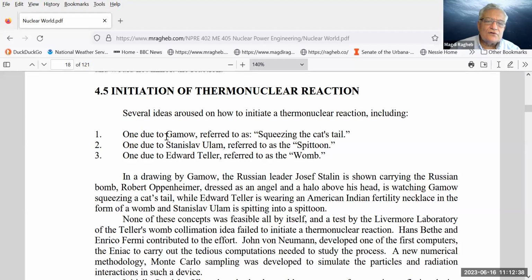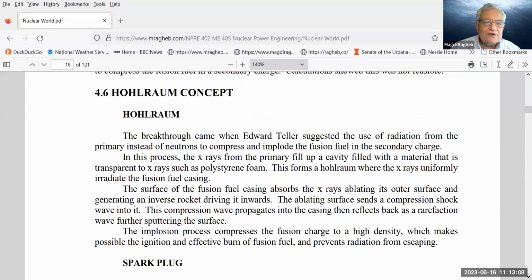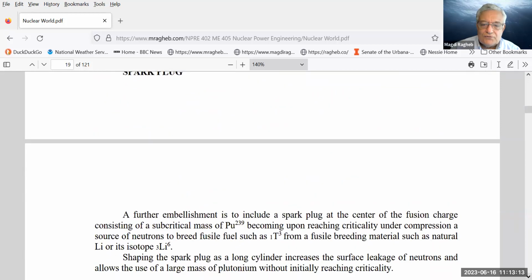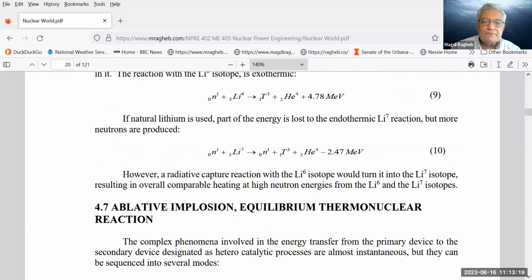Several ideas were tested to initiate a thermonuclear reaction by Edward Teller and his group. One, due to a scientist called Gamow, is referred to as squeezing the cat's tail. Another idea to ignite the fusion reaction was by a mathematician, Stanislaw Ulam, referred to as a spittoon, and one due to Edward Teller himself, referred to as the womb. And Mr. Gamow, in a book that he wrote, The Curve of Binding Energy, that you may find at the undergraduate library if you are at the campus of the University of Illinois, put that into a diagram that we'll look at very quickly here.